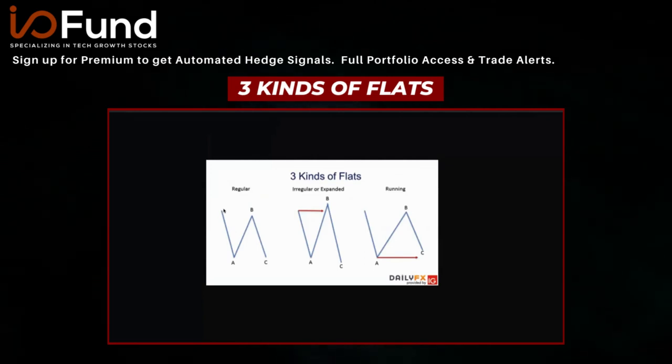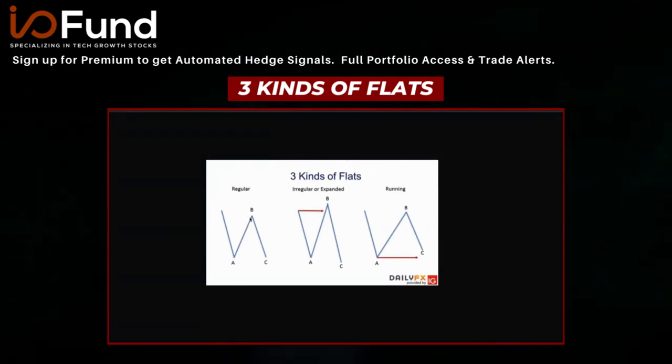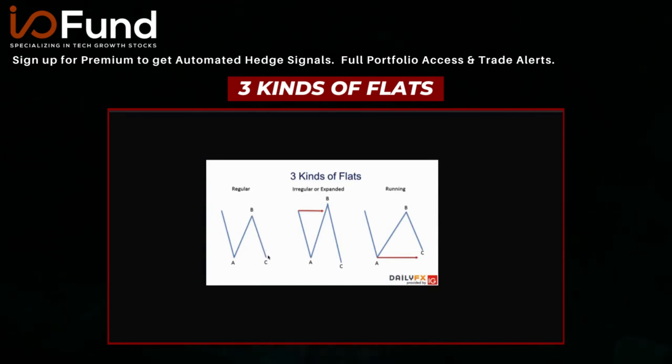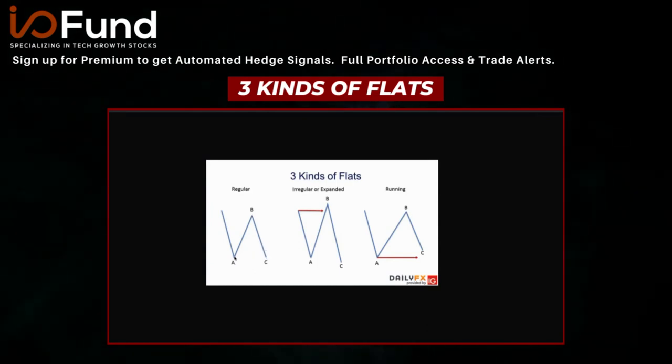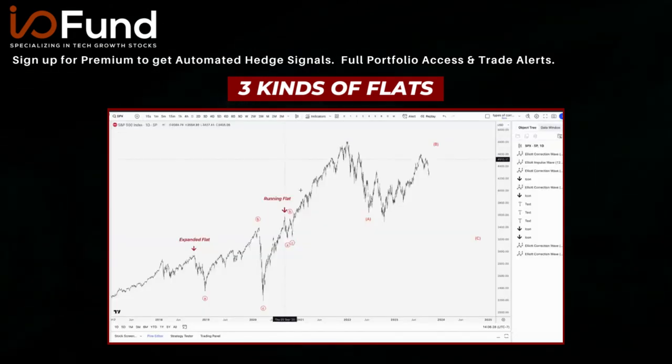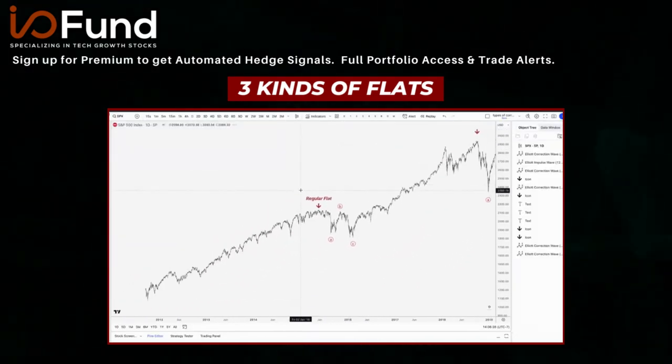A regular one is where you have an A wave, the B wave retraces most of the initial drop, and then a final drop takes you below the bottom of that A wave. And we see these everywhere. You can call it a regular flat or a flat.